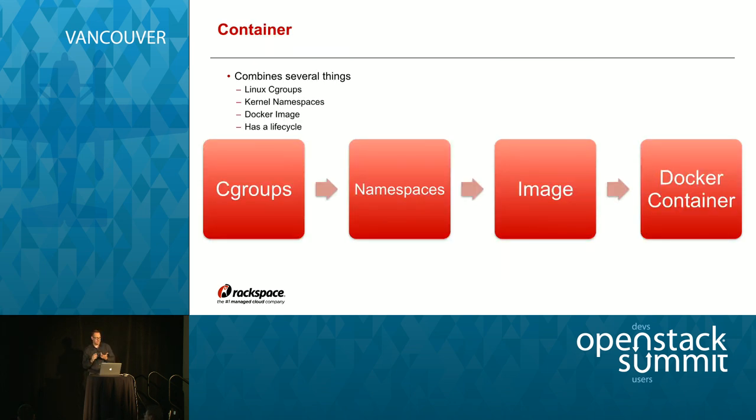So let's review. A container is three things. It's the C group, plus the namespaces, plus the Docker image, and that's what gives you the container.